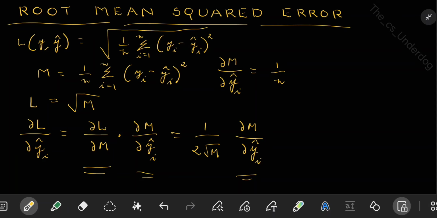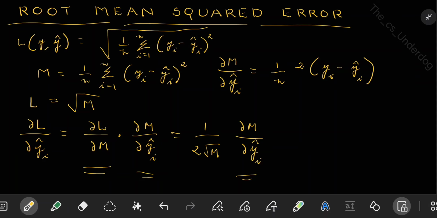See, even though there is summation, only one particular term in that summation will correspond to yi. So only one particular yi minus yi cap will remain. This is a squared term. When you differentiate, 2 will come in front. Then you have yi minus yi cap. This is what remains, right?